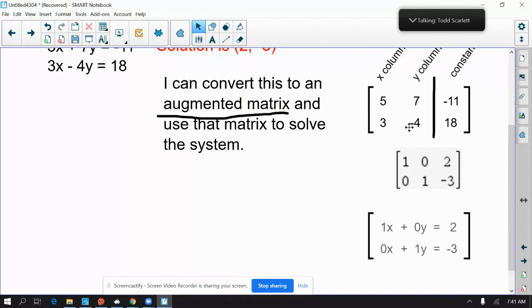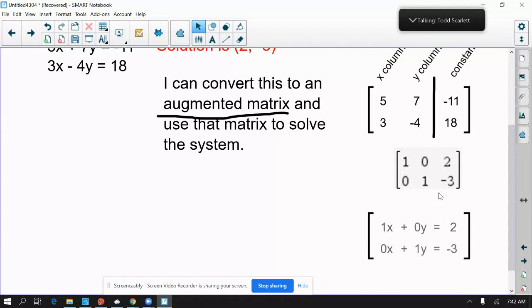Remember, you can think of this augmented matrix as 5x plus 7y equals -11, and this is 3x minus 4y equals 18. So you can imagine in your head putting in x's and y's and an equal sign. Well, with this, do the same thing. This is 1x plus 0y's equals 2. In other words, x equals 2. And here, 0x's plus 1y equals -3. So no x's, but 1y equals -3. So y equals -3.